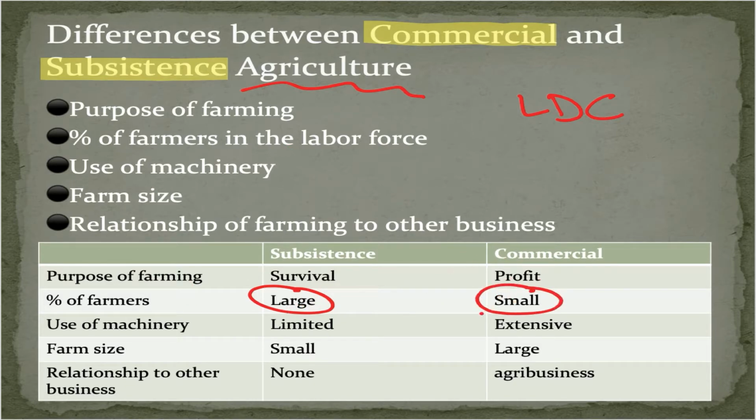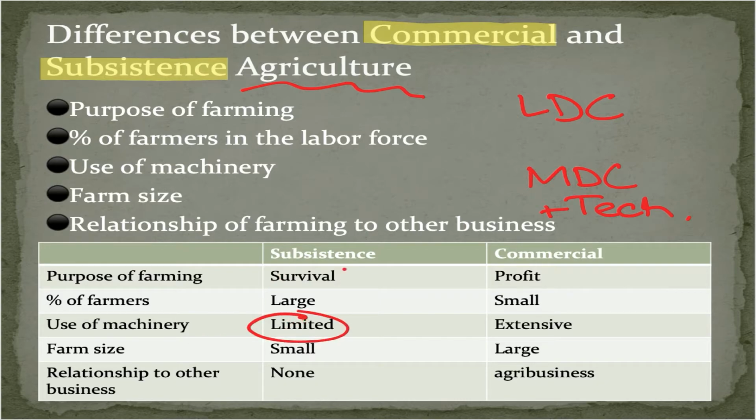Whereas in commercial, you have a smaller percentage of farmers because you're in a more developed country, and you have plus technology. So you have more technology in more developed countries, therefore needing less people. And the use of machinery, so this correlates to this. The use of machinery in subsistence agriculture is limited because this will lead to a larger amount of farmers needed, whereas in commercial it is extensive. You're in a more developed country. You have access to these new technologies.